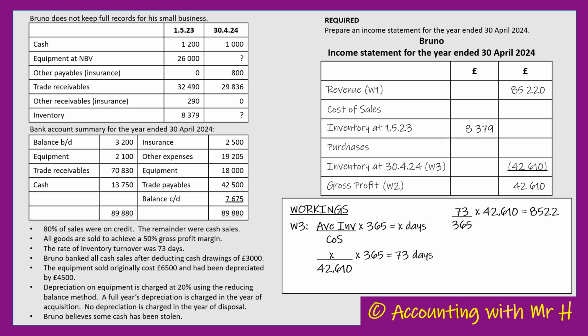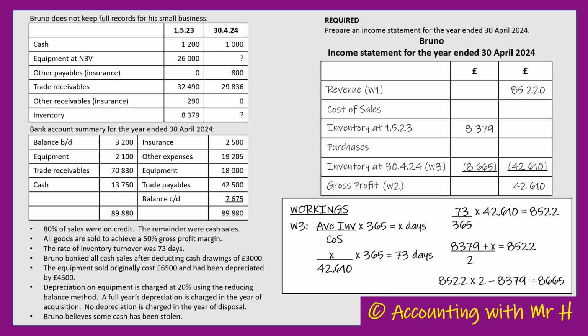How would he have worked out average inventory? Well, we take the opening and the closing divided by 2. So the opening we know was 8,379. Add the closing, which we don't know, that's the figure we're trying to find out, divided by 2 equals 8,522. So again, I can work backwards. So 8,522 multiplied by 2, take away the opening inventory of 8,379, means his closing inventory must be £8,665. And now I can put that into my income statement.